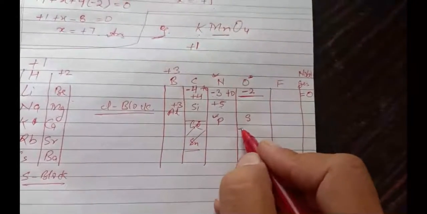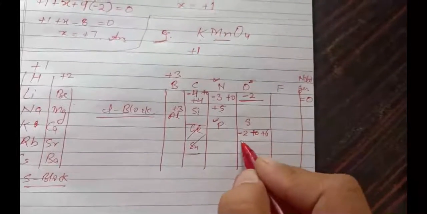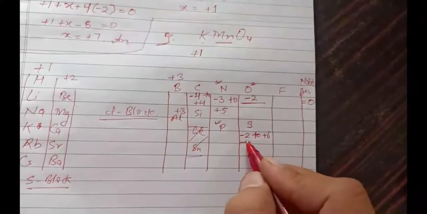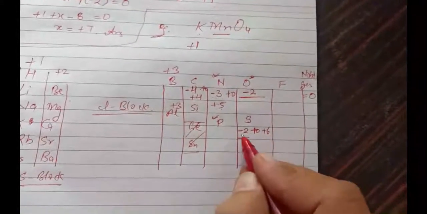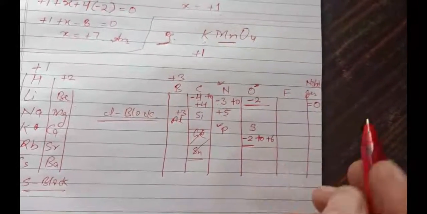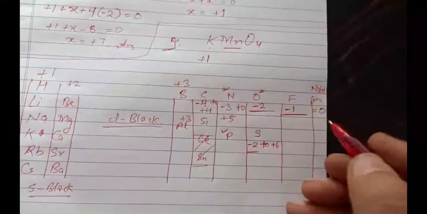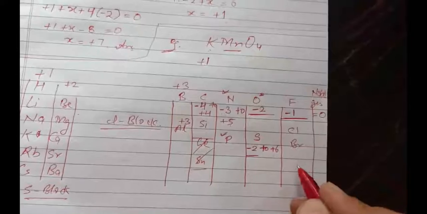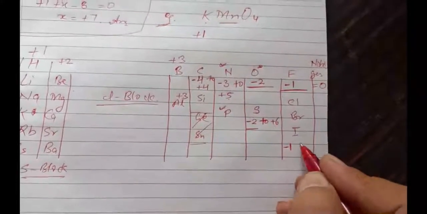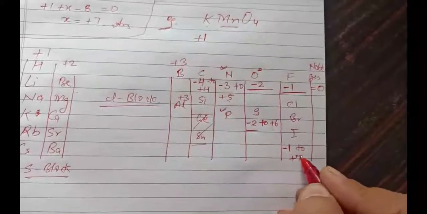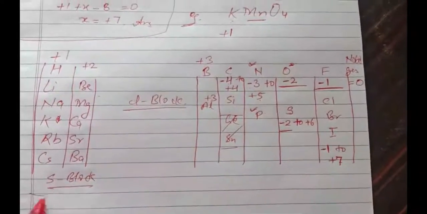For sulfur, the oxidation number varies from -2 to +6. Please remember for sulfur, the lowest oxidation number is -2 and the highest is +6. It can never be +7, +8 or +10. For fluorine, the oxidation number is always fixed, -1. In the case of chlorine, bromine and iodine, for these three, the oxidation number varies from -1 to +7. I hope you understood. Please note down all these oxidation numbers.